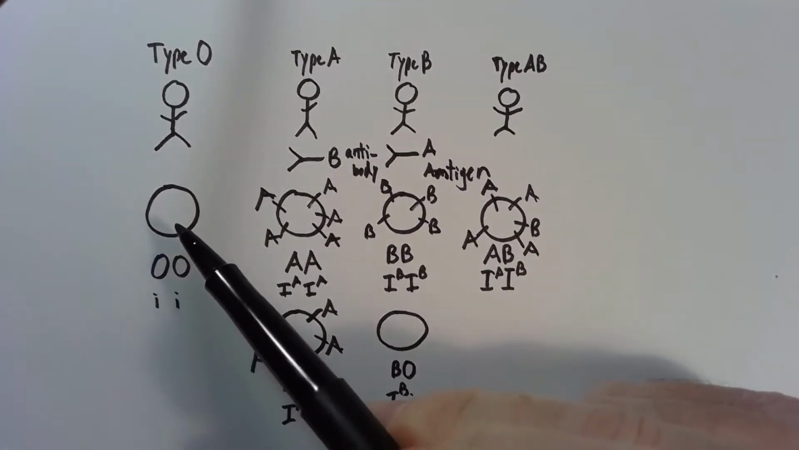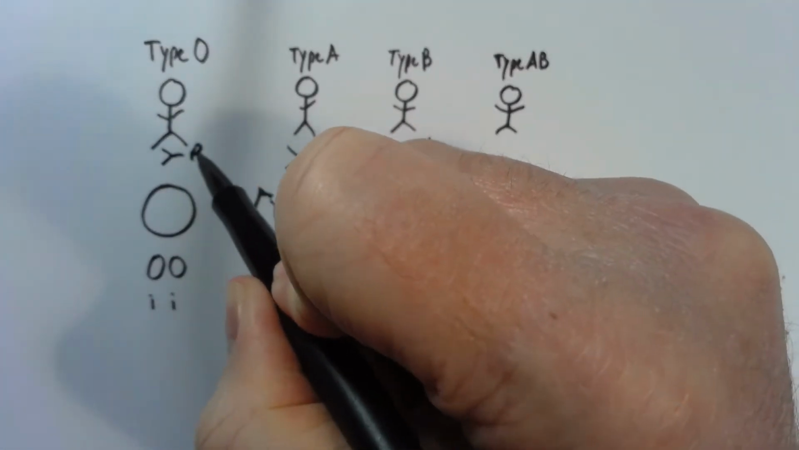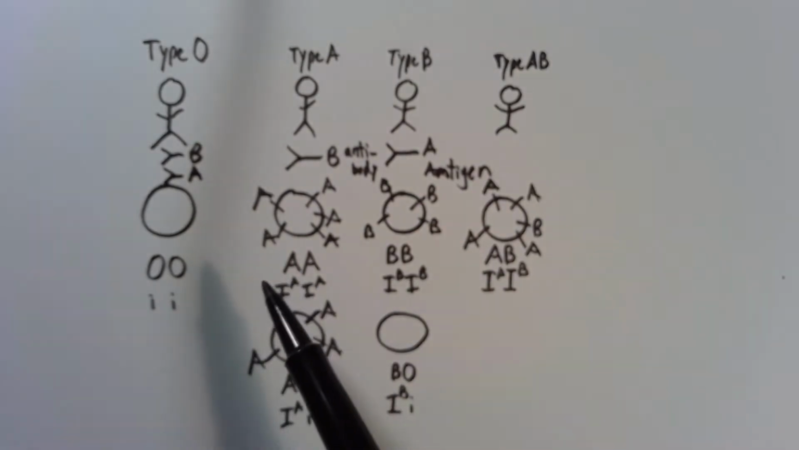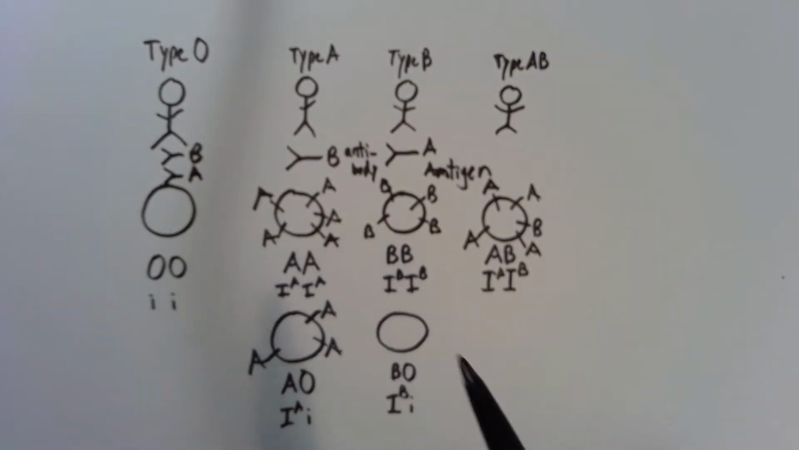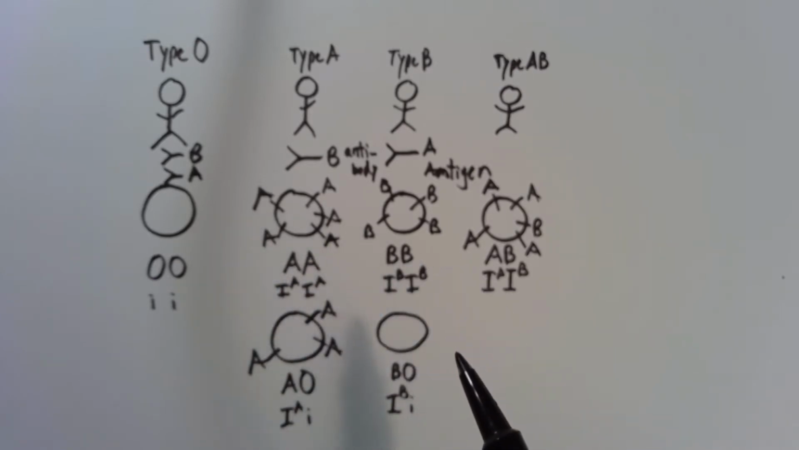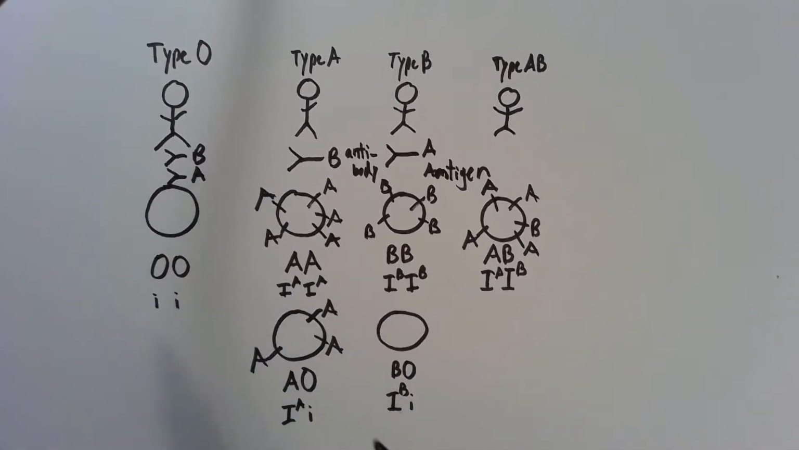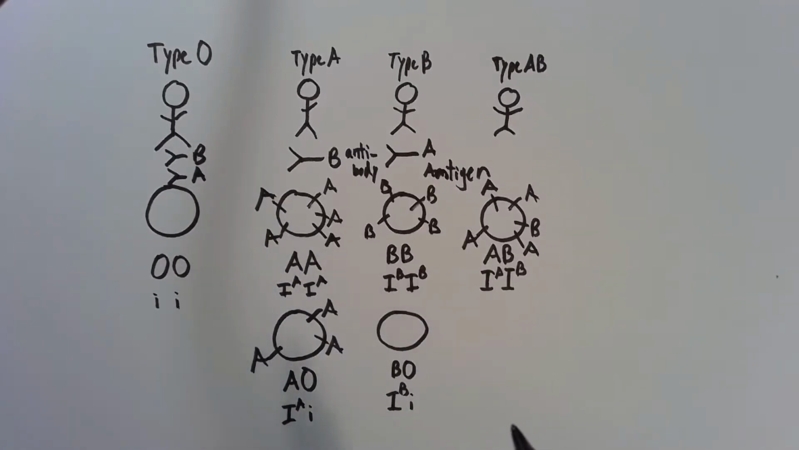OO is a little different. OO tends not to get along with either, and it makes both antibodies, A and B. So it's looking for A or B, and it will attack. If it sees A, it's going to attack. If it sees B, it's going to attack. If it sees A and B, it's definitely going to attack, because the antibodies are constantly in the bloodstream looking for that foreign invader, and it thinks that anything A or B is a foreigner.